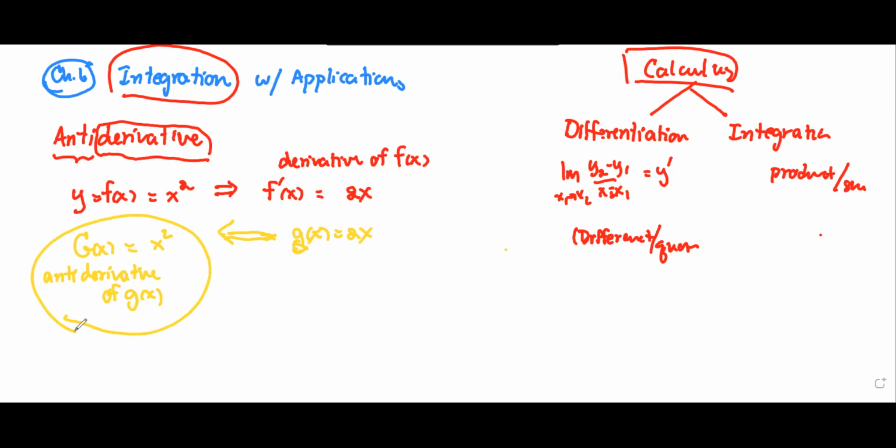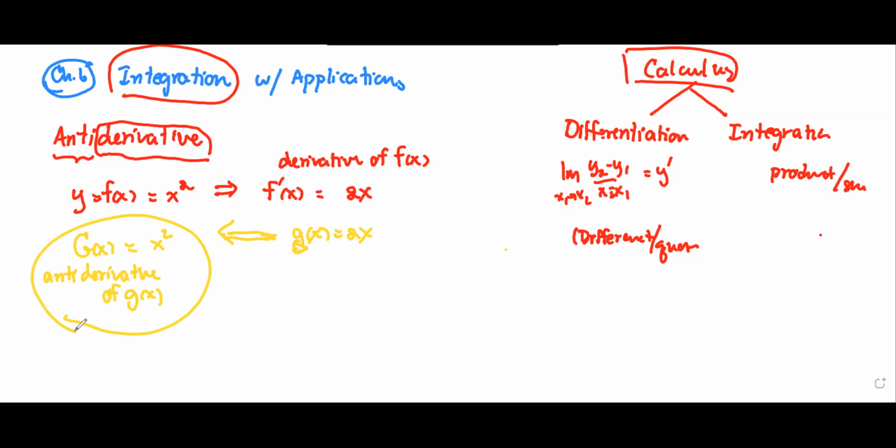It's like if you start with bringing the power down to find the derivative. I mean, bring the power down as a coefficient. So instead of bringing the power down, you're going to make the power the denominator, which we're going to go over in the rules in a little bit.